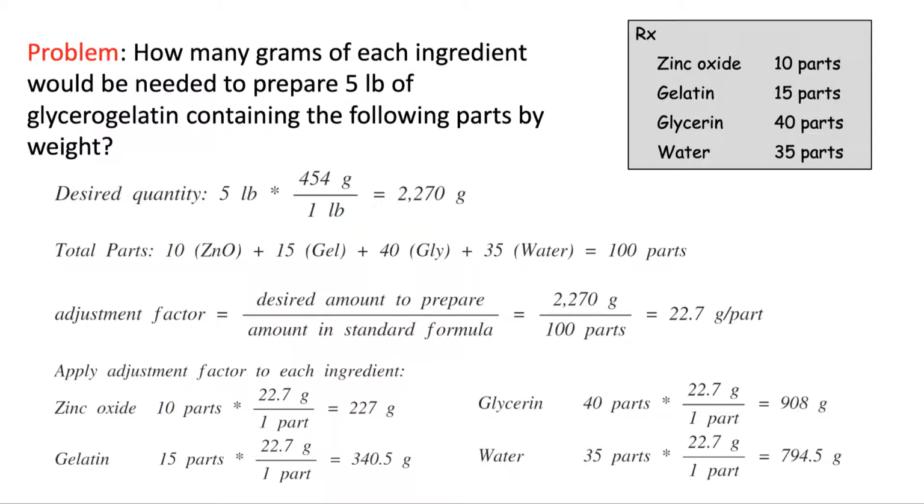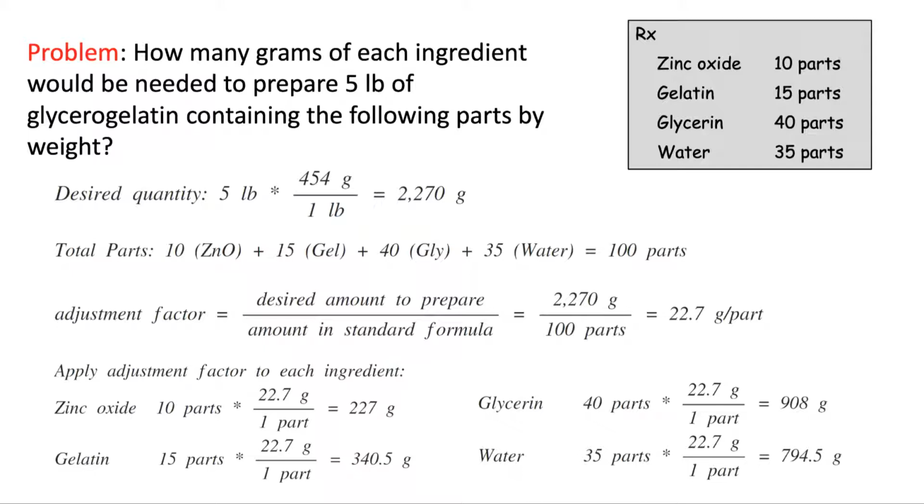Now you'll see this works exactly the same for each of the ingredients, so I'll try to go through this quickly. For glycerin, the prescription calls for 15 parts. Remember, we're going to be using the same adjustment factor for all of our ingredients, so 15 parts times 22.7 grams per part.